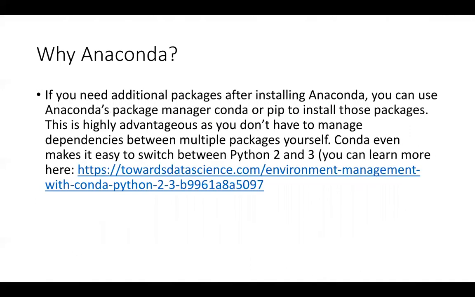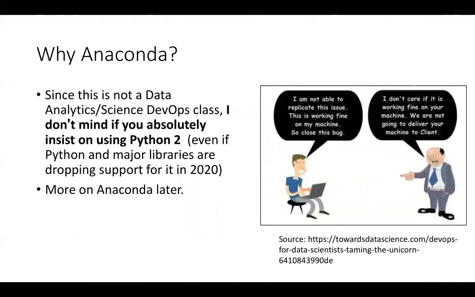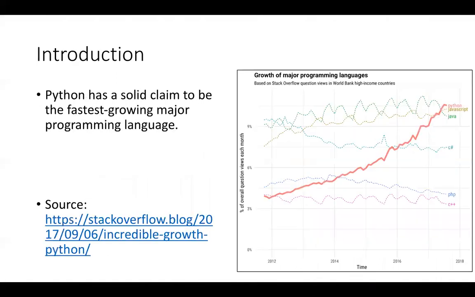And I know for some of you, you may come from a class where you're using Python 2. Anaconda makes it easy to switch between Python 2 and Python 3 environments. However, since it's not a DevOps class, I don't mind if you absolutely insist on using Python 2, even if Python and major libraries are dropping support for it in 2020. And we'll go over more of Anaconda later.